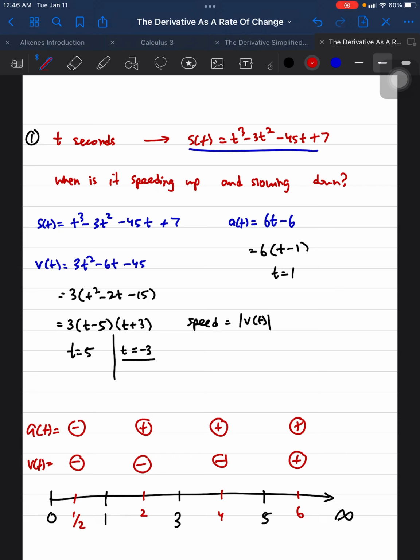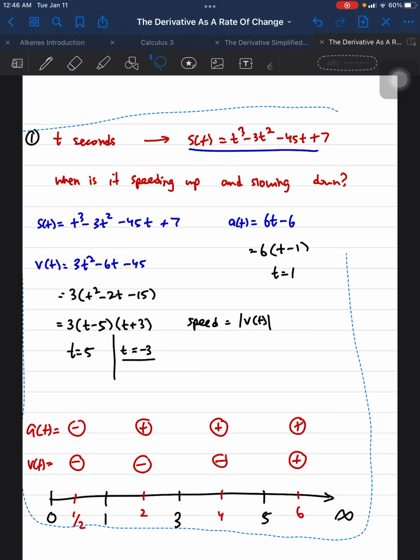So now, this is where we start comparing. We see that the only areas where the signs are different for the velocity function and the acceleration function are in between 1 and 5. It's in between 1 and 5. So the way we write this is with inequalities.